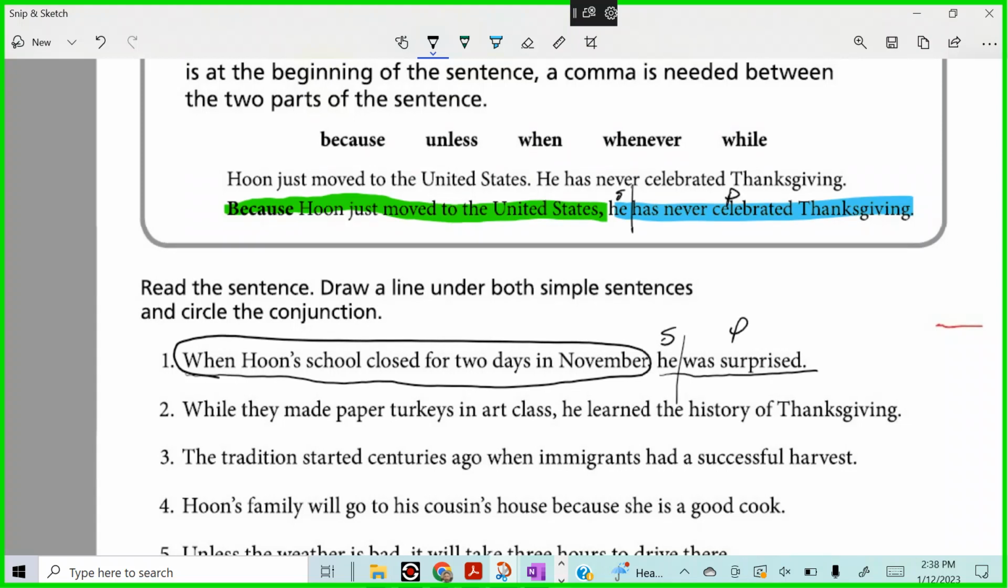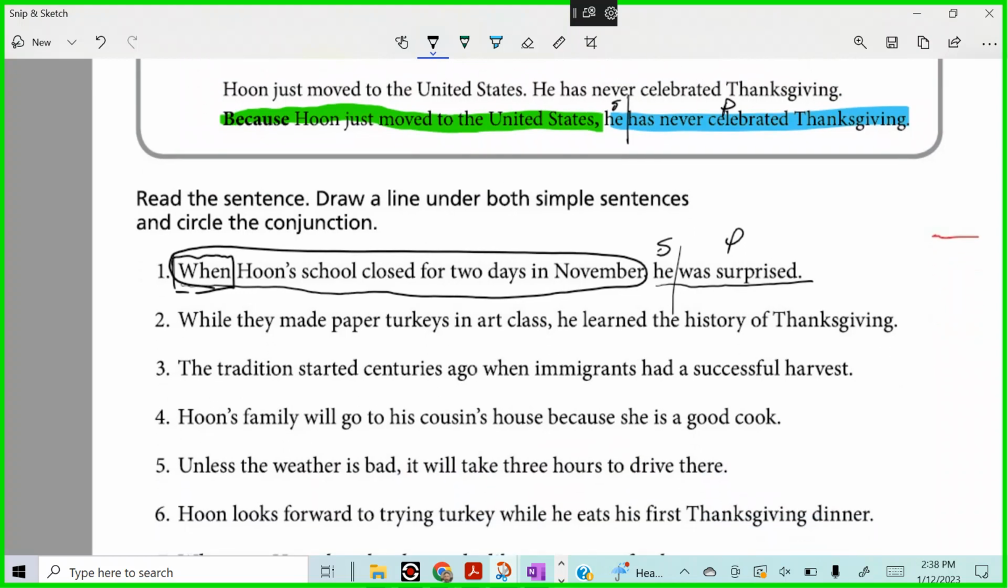So look, when Hoon's school closed for 2 days in November, is that a complete sentence all by itself? No, it's dependent. Oh, and then I want you to put a square around the subordinating conjunction. Okay? When Hoon's school closed for 2 days in November, he was surprised. He was surprised, we're going to underline because that's an independent clause. And then we found the subject and predicate in that. You got it? Yep. Let's do the next one.